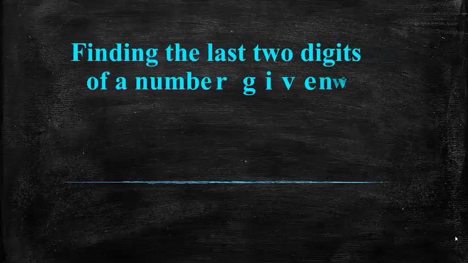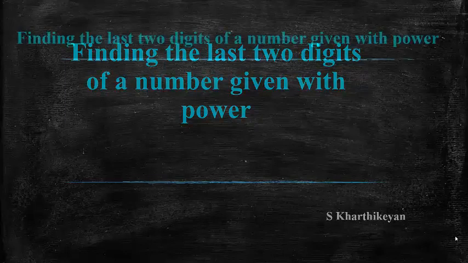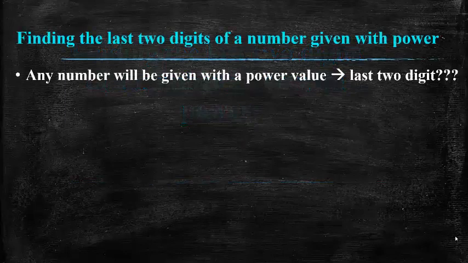In this video we are going to see how we can find the last two digits of a given number with any power raised to it. So let's get into the concept. Any number will be given with some power value and we have to identify the last two digits. I have the number 31 power 786. For this given number, I need to identify the last two digits.